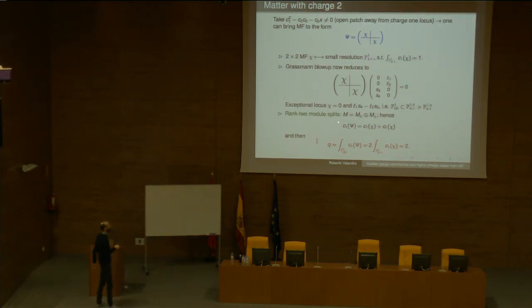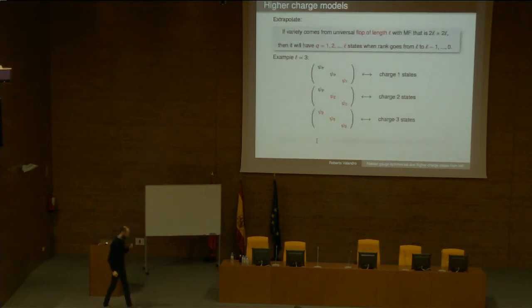The rank 2 module splits into two copies of the same module, so C1 splits into this form, and then the charge, that is again given by this thing, is just twice the integral of C1 over the small resolution P1, so we get 2. And it was crucial to get 2 here that this psi splits into 2 blocks that were equal. Okay, so now we can speculate.